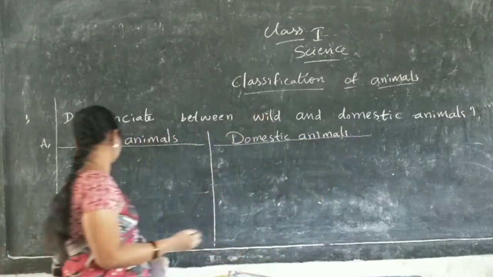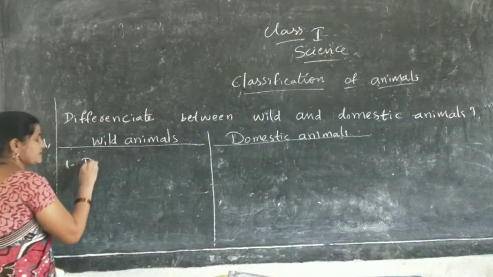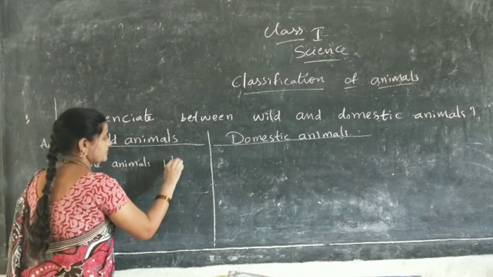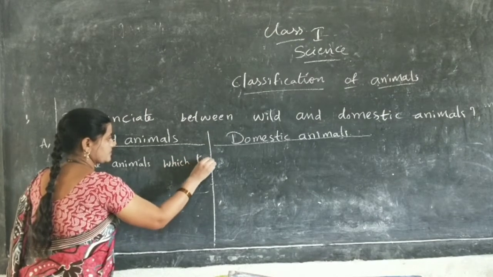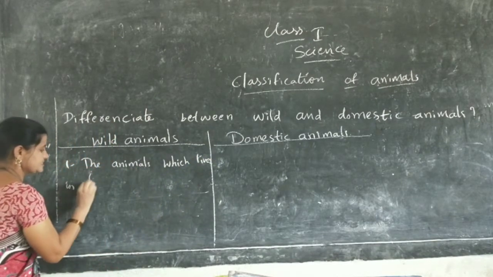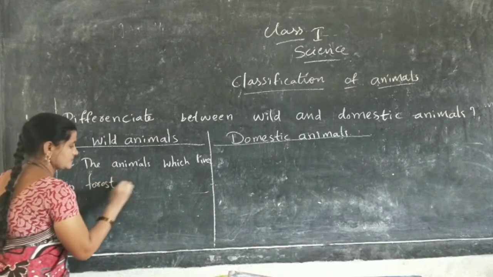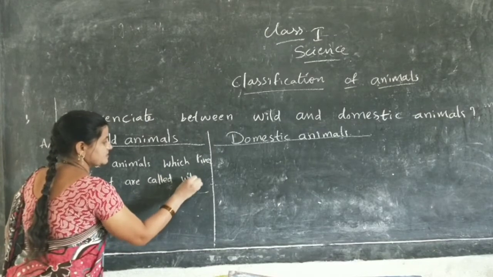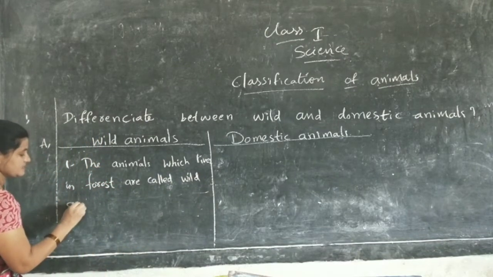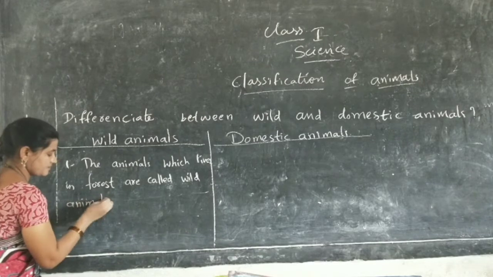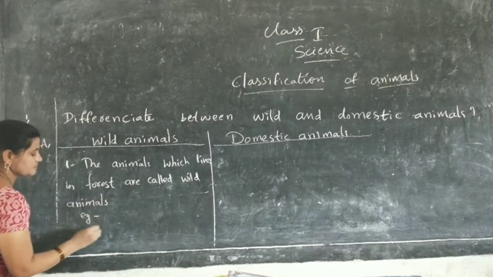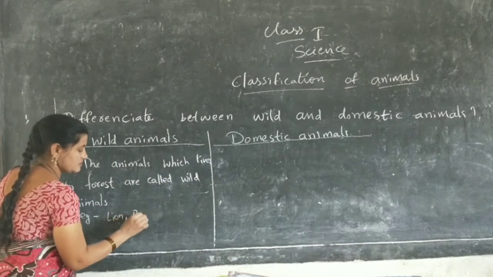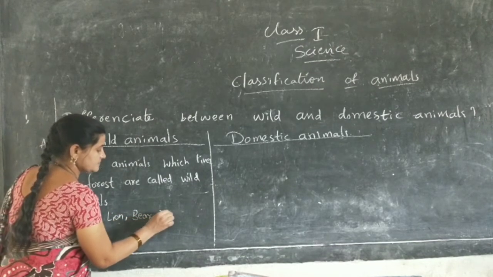First point. The animals which live in forest are called wild animals. Example, lion, bear, deer, etc.